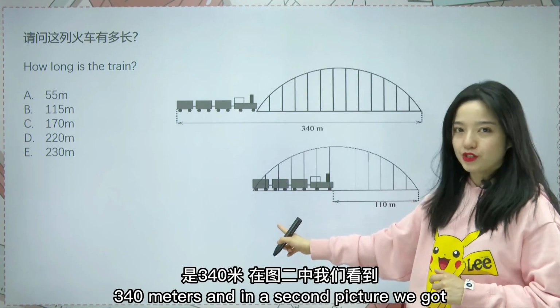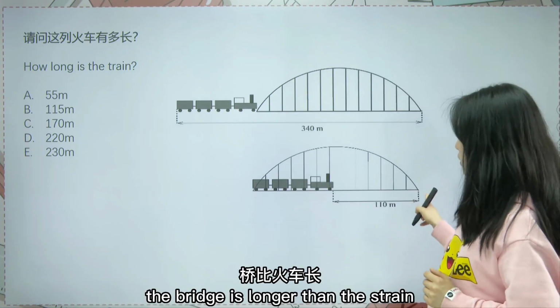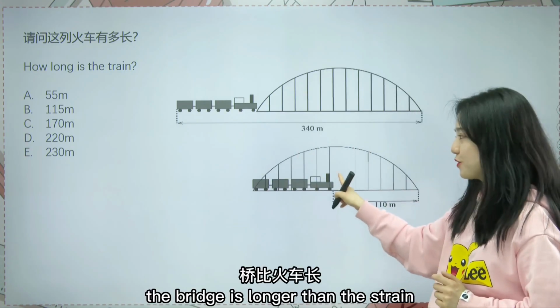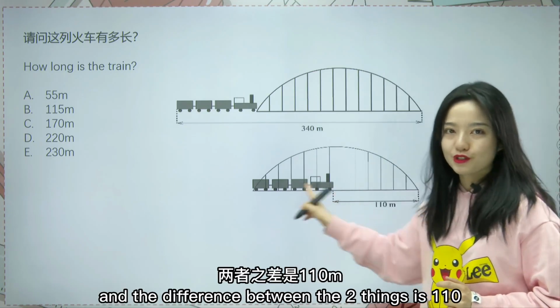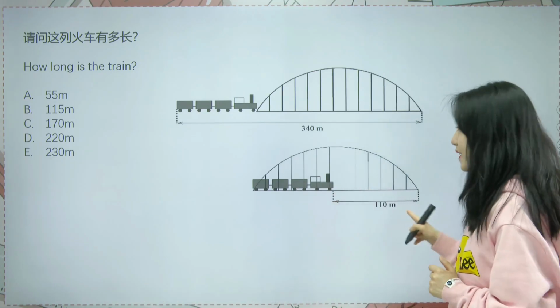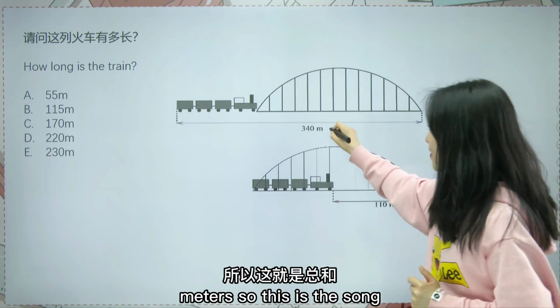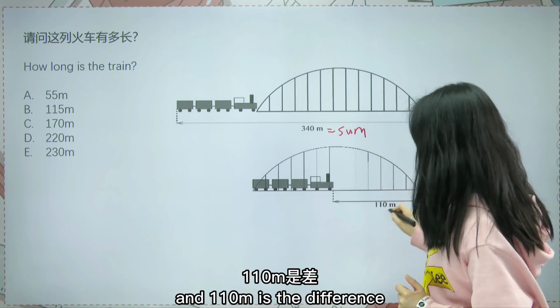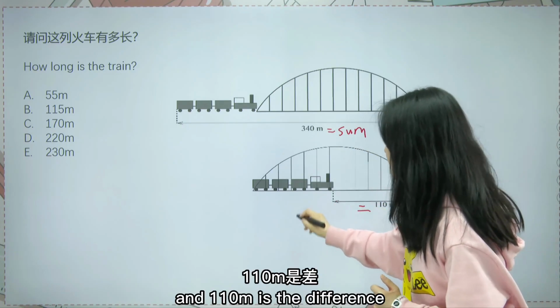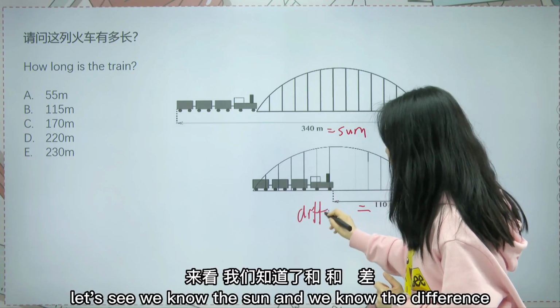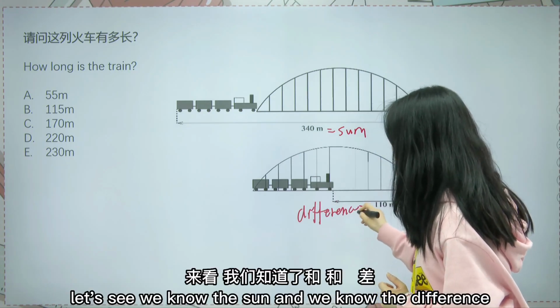And in the second picture, we got the bridge is longer than the train, and the difference between the two things is 110 meters. So this is the sum, and 110 meters is the difference. Let's see, we know the sum and we know the difference.